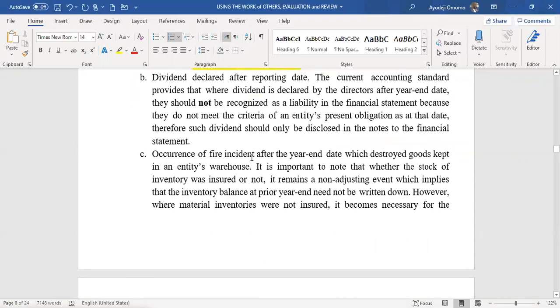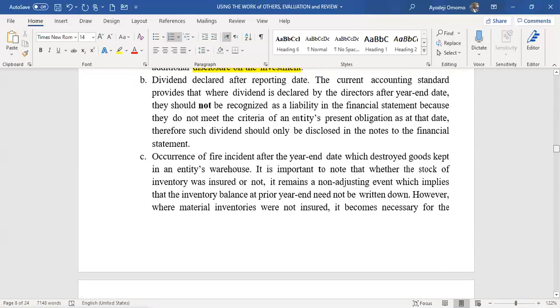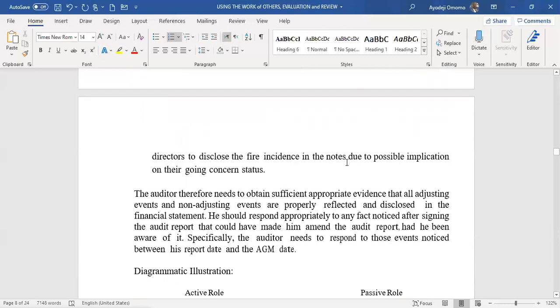Now, fire incident. Occurrence of a fire incident after year end which destroyed goods kept in an entity's warehouse. It's important to know that whether the stock of inventory was insured or not, it remains a non-adjusting event, which implies that inventory balance as at prior year end need not be written down. However, where material inventories were insured, it becomes necessary for the directors to disclose the fire incident in the notes due to possible implication on going concern. So if your inventory is so material, you need to let people know that so much has been destroyed.